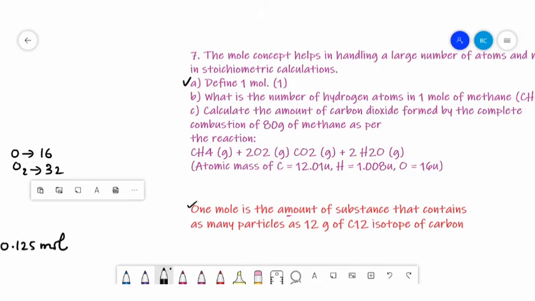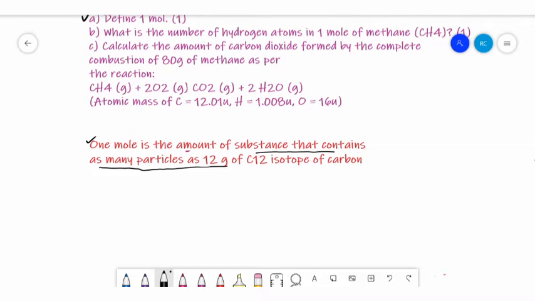So 1 mole is the amount of substance that contains as many particles as 12 gram of carbon 12 isotope of carbon. Okay, that we already defined in yesterday's class also. Now we'll be looking into the second problem. What is the number of hydrogen atoms in 1 mole of methane? So our B part, what's the number of hydrogen atoms in 1 mole of methane?